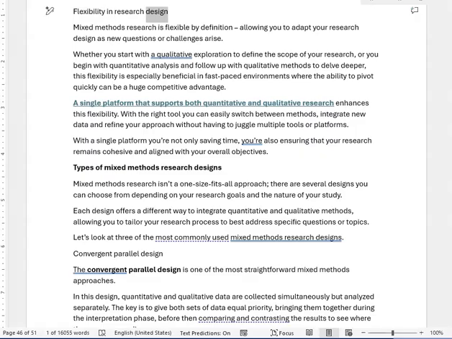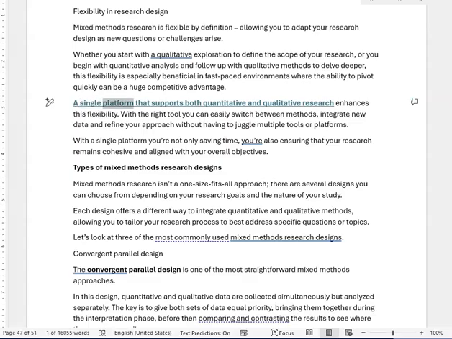Flexibility in research design. Mixed methods research is flexible by definition, allowing you to adapt your research design as new questions or challenges arise. Whether you start with a qualitative exploration to define the scope of your research, or you begin with quantitative analysis and follow up with qualitative methods to delve deeper, this flexibility is especially beneficial in fast-paced environments where the ability to pivot quickly can be a huge competitive advantage.